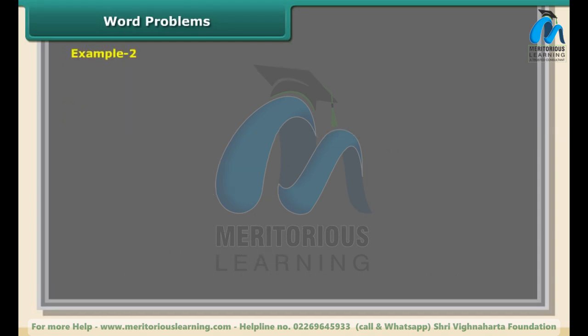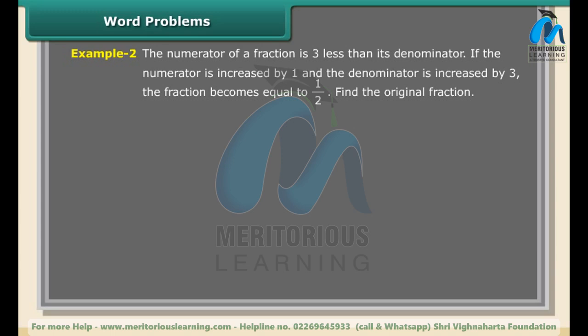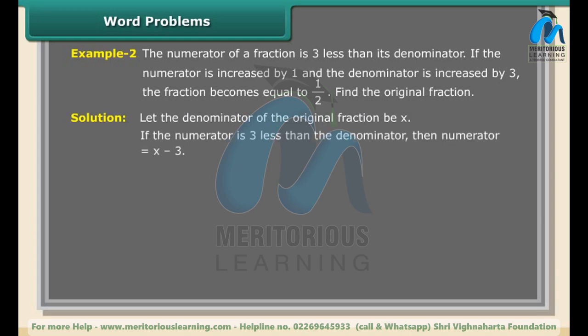Example 2. The numerator of a fraction is 3 less than its denominator. If the numerator is increased by 1 and the denominator is increased by 3, the fraction becomes equal to 1 upon 2. Find the original fraction. Solution. Let the denominator of the original fraction be x. If the numerator is 3 less than the denominator, then numerator is equal to x minus 3.